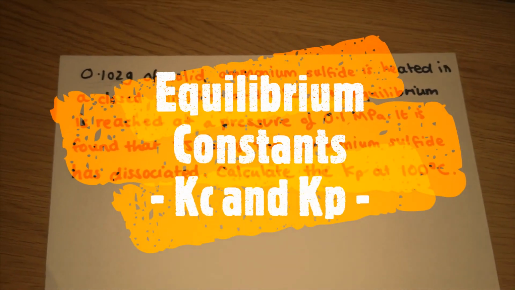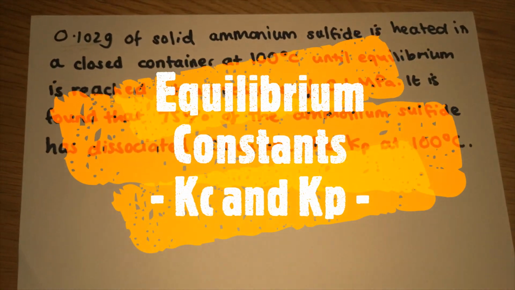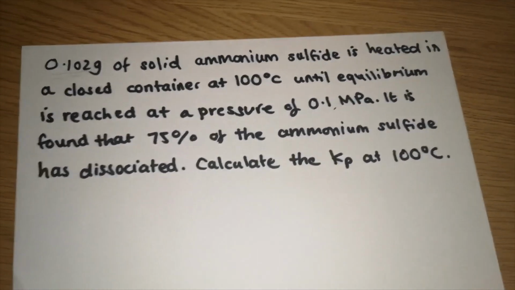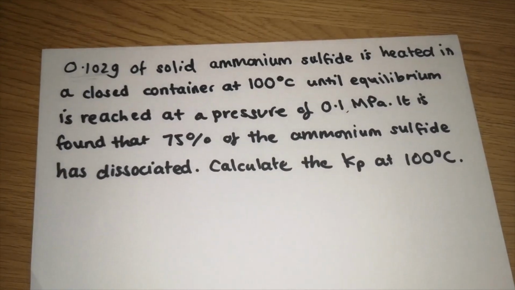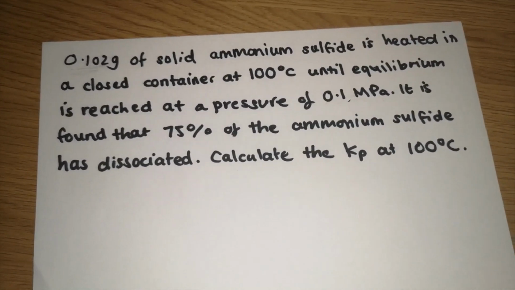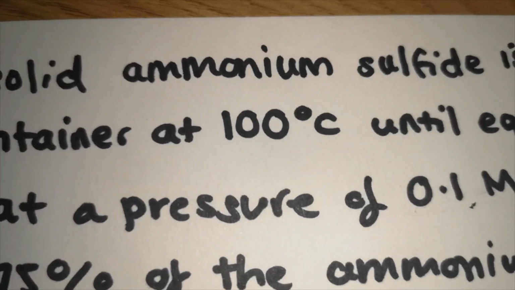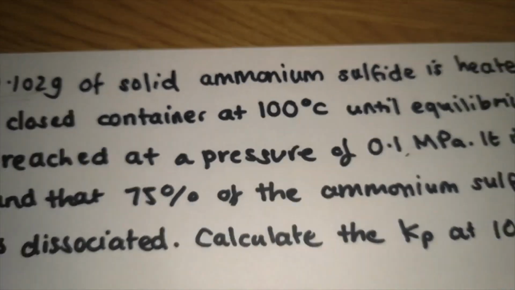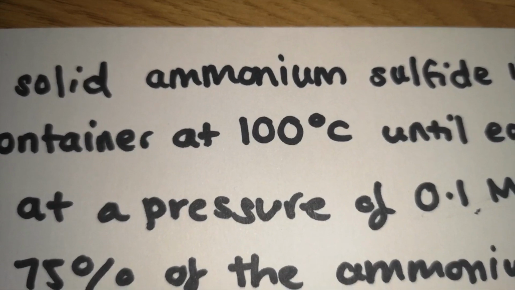This question is about equilibrium constants, specifically Kp. 0.102 grams of solid ammonium sulfide is heated in a closed container at 100 degrees C until equilibrium is reached at a pressure of 0.1 megapascals. Notice how they have given us a temperature. This is because equilibrium constants Kc and Kp are dependent on temperature.